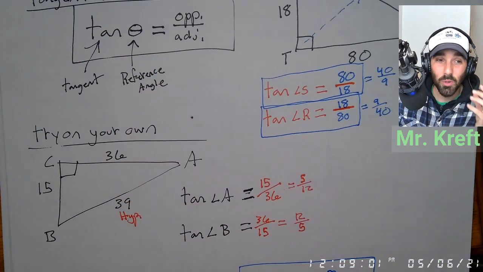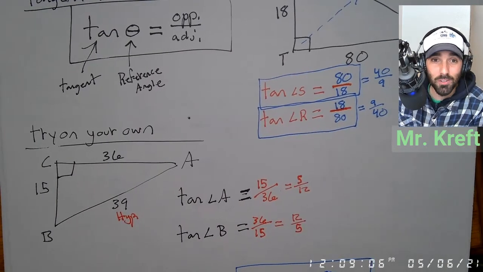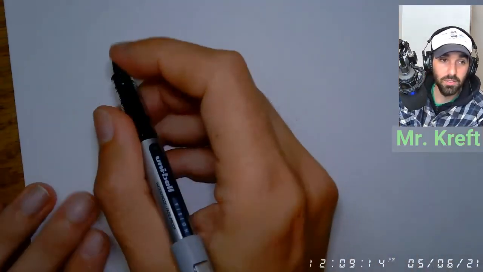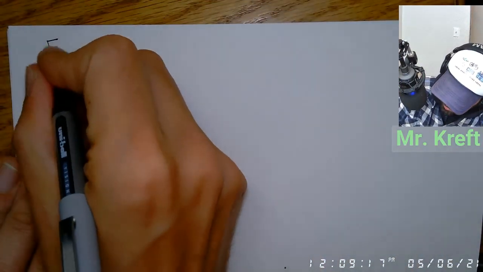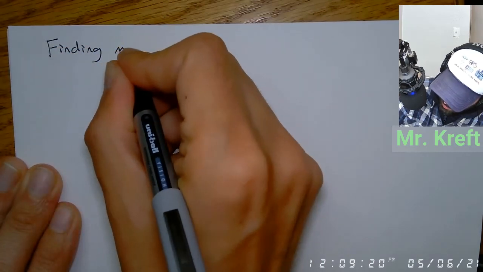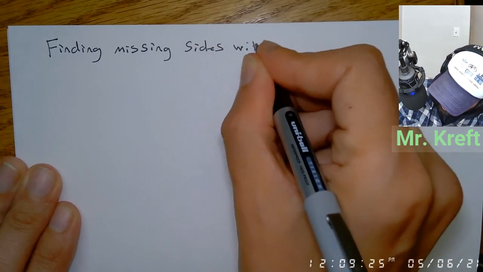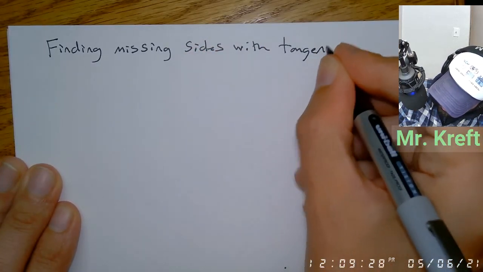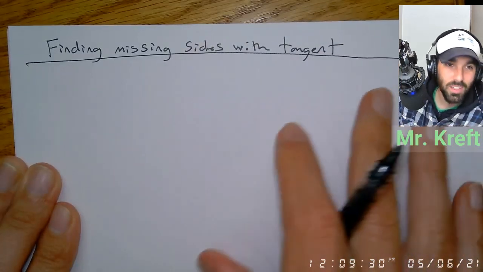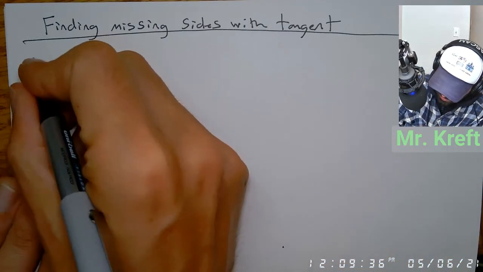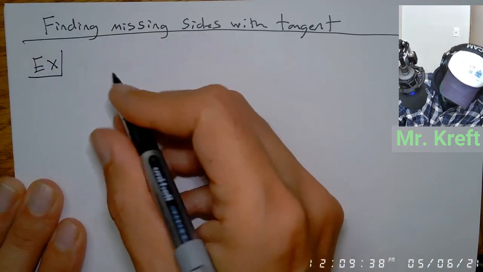Now what we're going to find out is we can use this to find missing sides. This is the really exciting part. Now we're going to do a little bit of algebra. So now we're going to do this to find missing lengths. Finding missing sides with tangent. And you can make jokes about a tanned gentleman. So let's take a look at this and then I'll have you guys practice one.